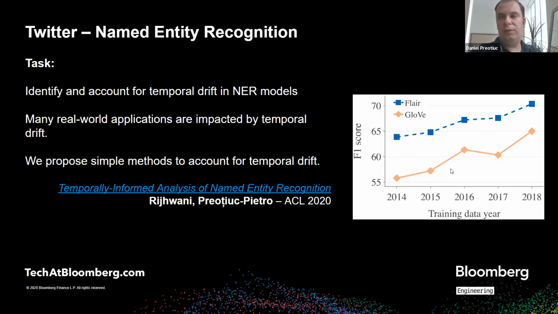And in this paper, we focused on named entity recognition. We introduced a new data set that covers, I think, 6 years of Twitter content. And basically, we proposed kind of simple methods that try to account for temporal drift if your evaluation setup is testing on data from future unseen time periods.